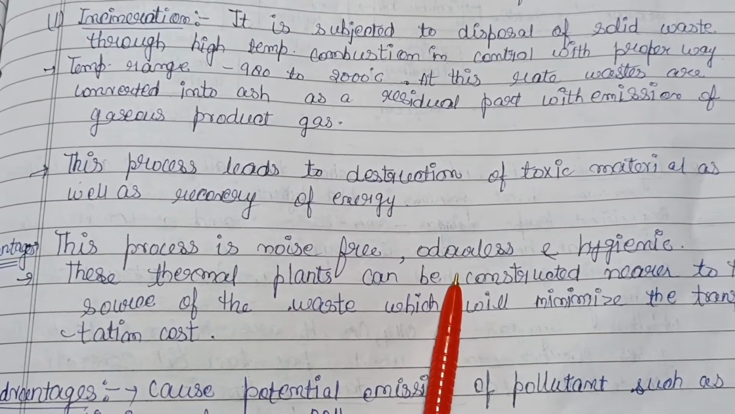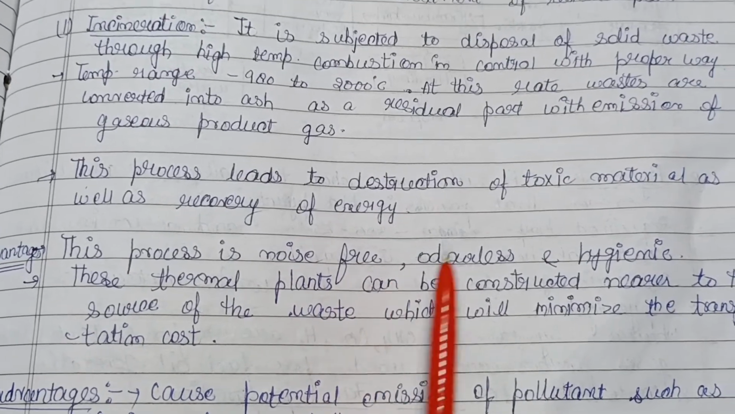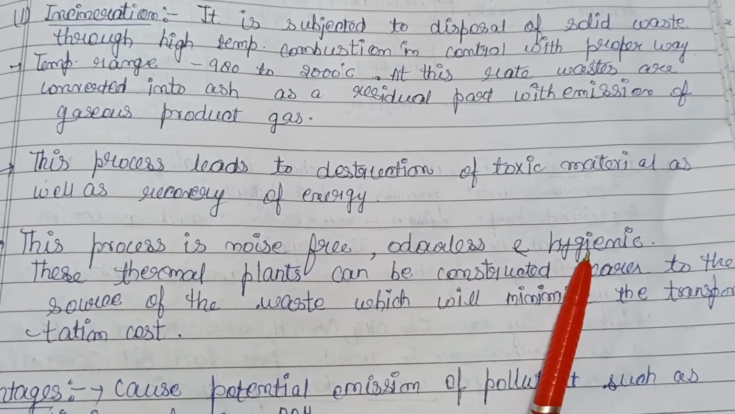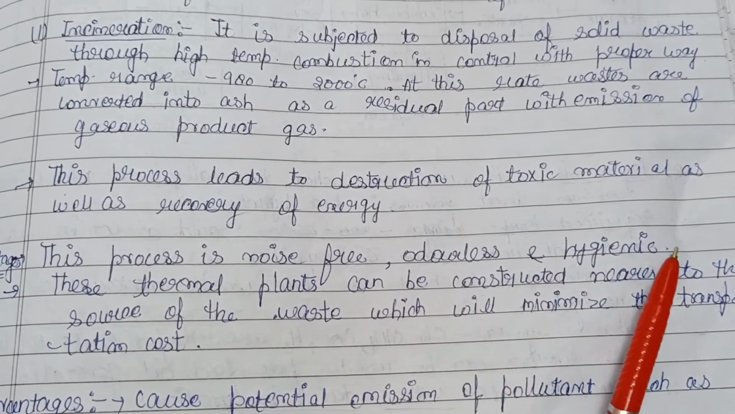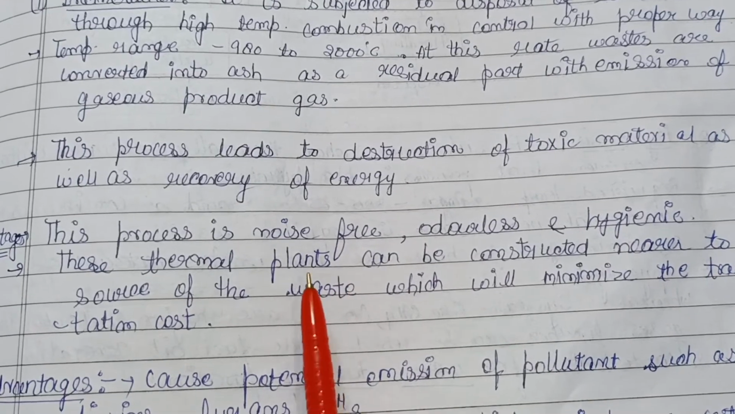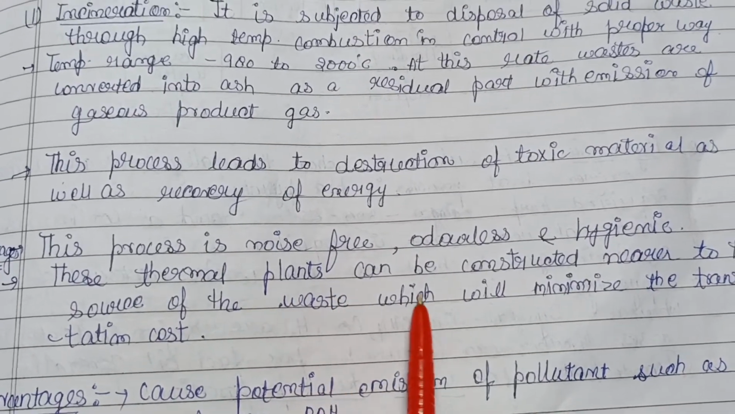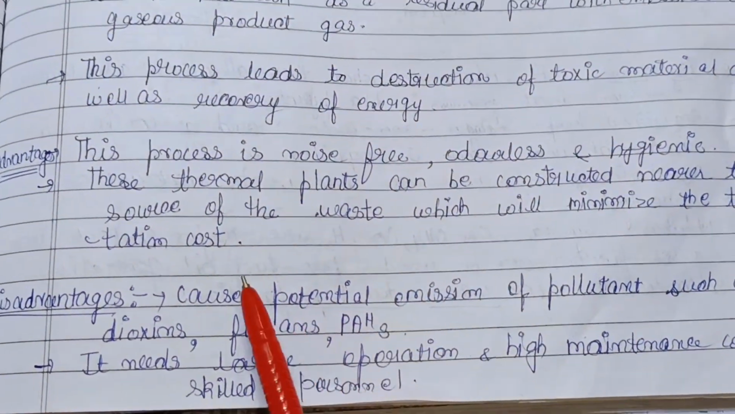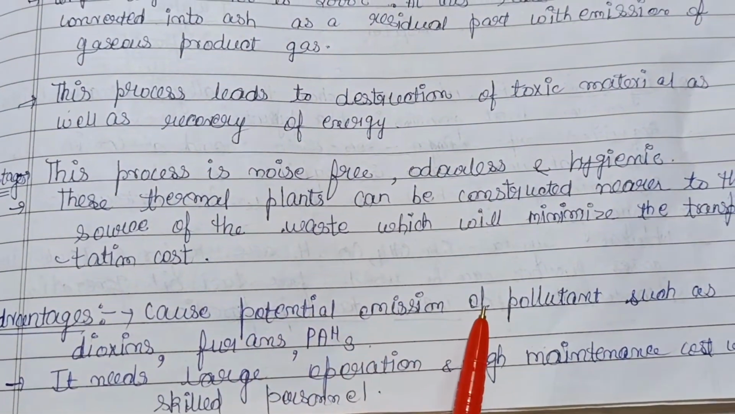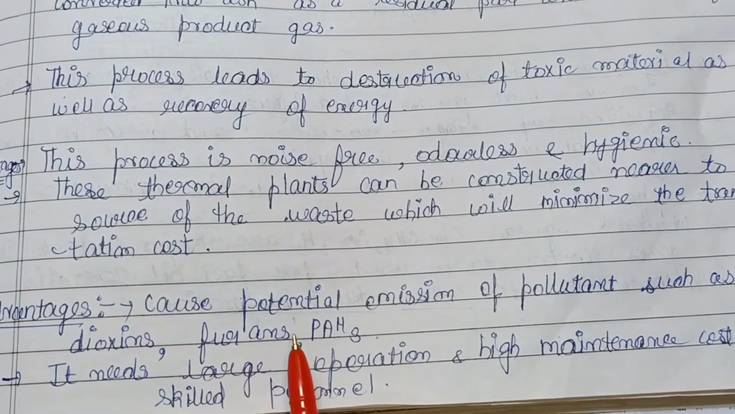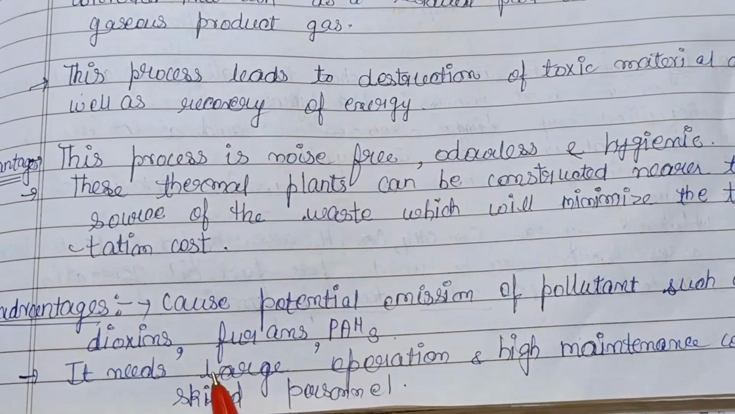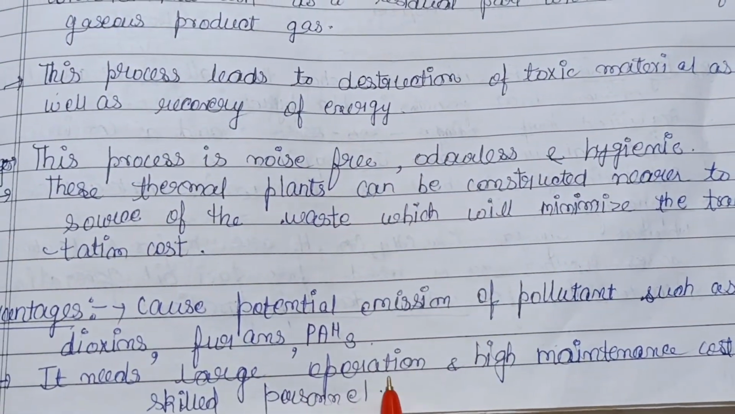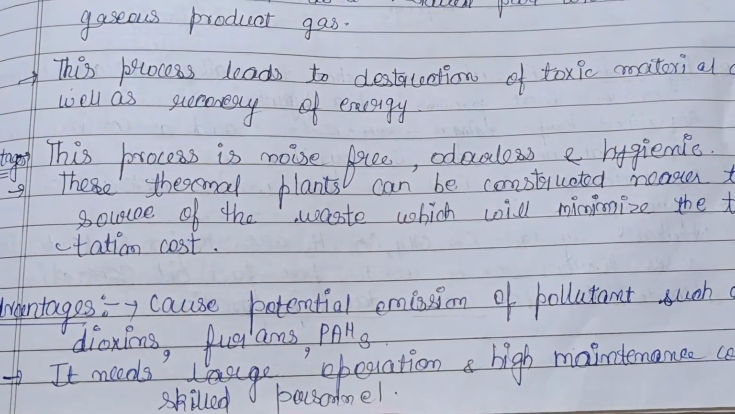Advantages of incineration: this process is noise free, odorless, we can say no foul smell, and hygienic. These thermal plants can be constructed nearer to the source of the waste, that is, they do not require much land, which will minimize the transportation cost also. But there are some disadvantages also, as these cause potential emission of pollutants such as dioxins, furans and PAHs. Then it needs large operation and high maintenance cost, and it requires skilled personnel.